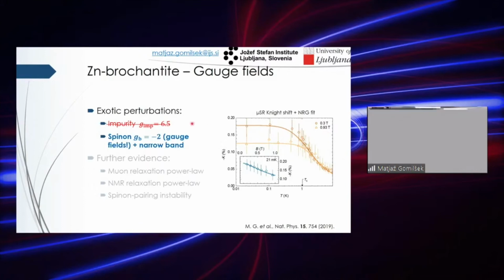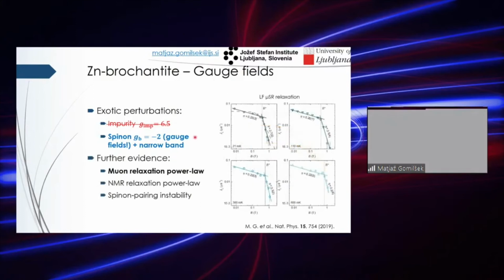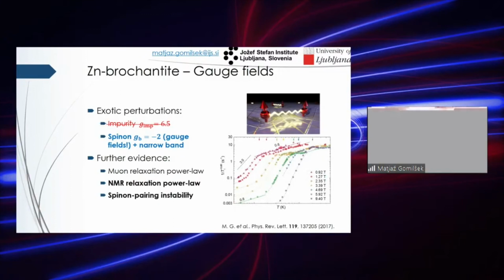But it seems that we might have observed the signature of gauge fields as well, not just spinons on a Fermi surface, but also the gauge fields coupling the spinons between themselves. The evidence for the gauge fields is the small power law at low applied fields in muons. It should be constant for a pure Kondo effect, but it's 0.2 in power due to gauge fields. The Korringa relation at high temperatures from NMR is 0.8 instead of 1 in power, again due to the gauge fields. And also the spinon pairing instability itself is not possible without gauge fields.